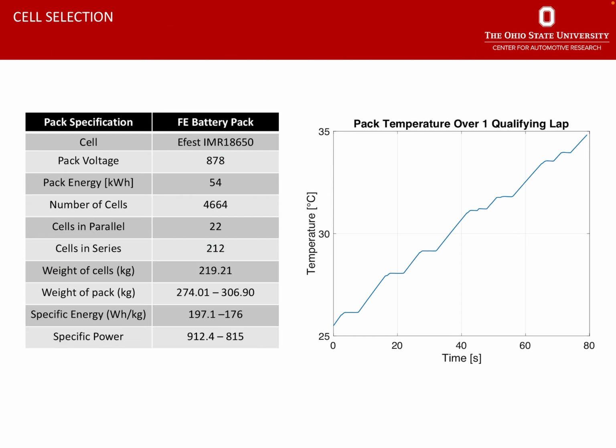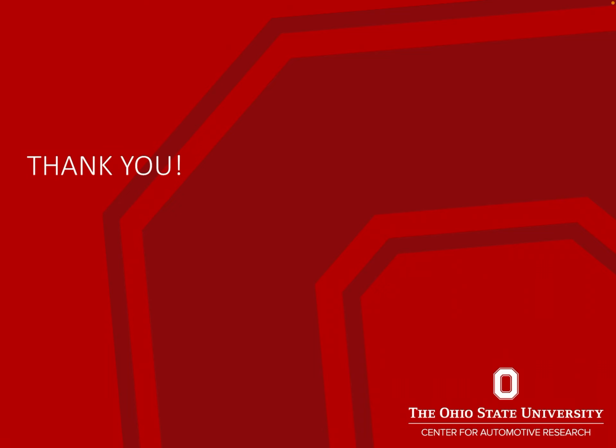The temperature for a single qualifying lap can be seen in the figure on the right, as it rises from 25 degrees Celsius to 35 degrees Celsius in just 80 seconds. So the cell satisfies these criteria since it can be used for this particular application. And then I did a similar analysis for different racing series to determine which kind of cell can be used for that series and in what configuration.